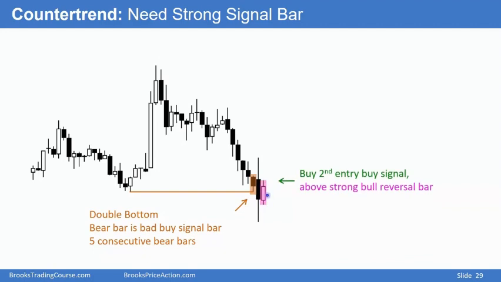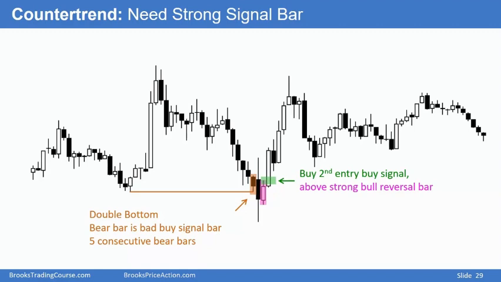This is the buy signal. Traders will place a stop just above its high, and they'll get long on the next bar if the next bar goes above. And it did. The bulls bought the second entry buy, and they got the swing up.